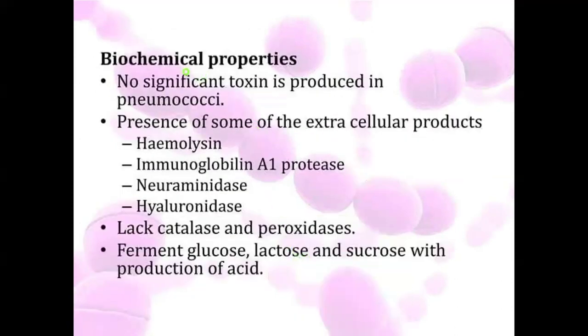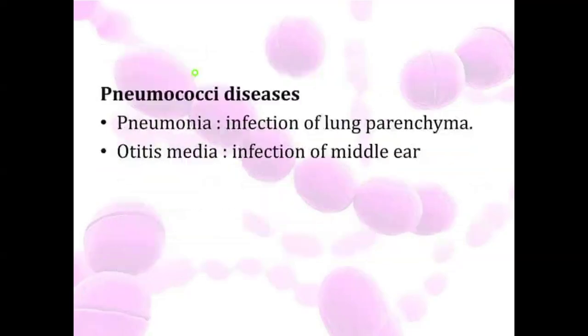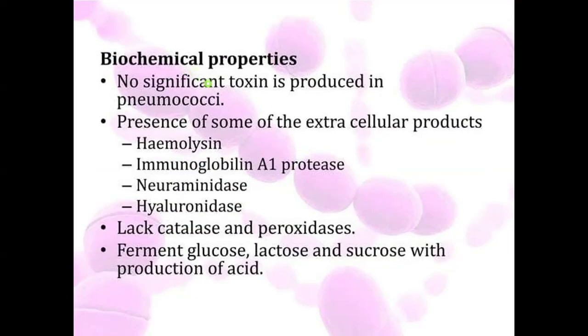And then they don't really produce toxins for Strep pneumoniae. In fact, the most important thing you should know is they cause pneumonia. I think I had written, yeah. Presence of some of the extracellular products: hemolysin, immunoglobulin A1 protease, neuraminidase, hyaluronidase. They lack catalase and peroxidases, and ferment glucose, lactose, and sucrose with production of acid.